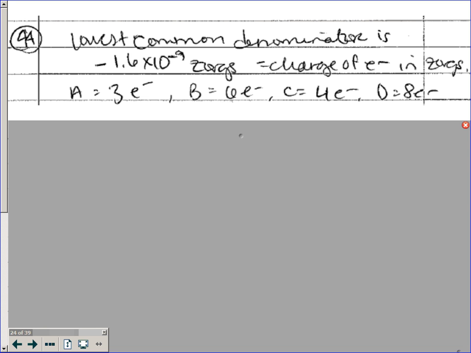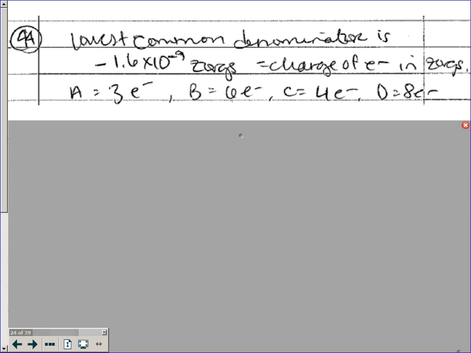All right, so you have 4.8 times 10 to the negative 9th, 9.6 times 10 to the negative 9th, and so forth. Using that, when you look for the greatest common factor, it should have been 1.6 times 10 to the negative 9th. It's the only number that went into each of those with an even integer, because you can't have half or a third of an electron. So this does represent the charge of an electron in Zorgs.